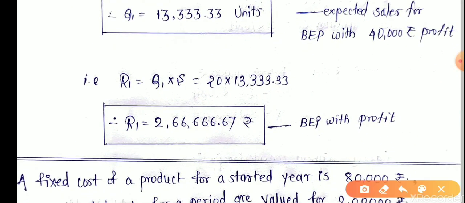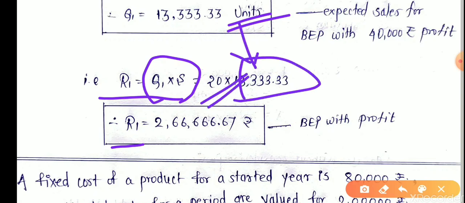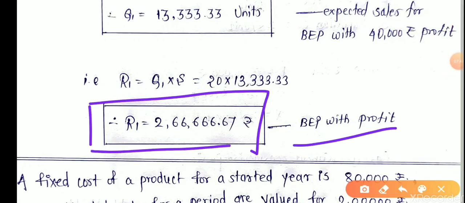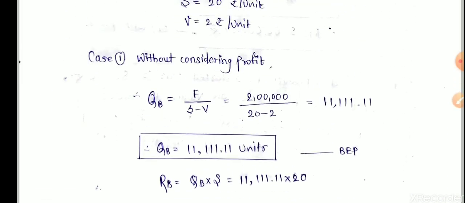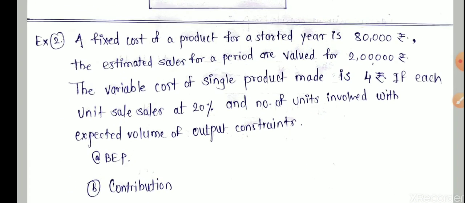This is the QB, the break-even point in terms of units. If you want the break-even point in terms of rupees, then rupees equal Q into S. In all cases, sales in rupees are Q into S. Q is this, and S is the fixed 20 rupees per unit, and R is our break-even point if you want the profit of 40,000 rupees. Example number 1 is covered. It is the basic example, and such kinds of examples are asked in university exams in engineering.